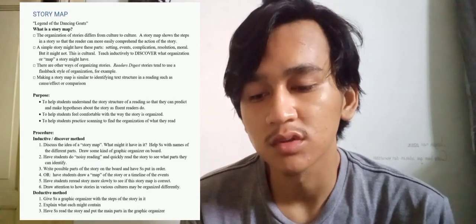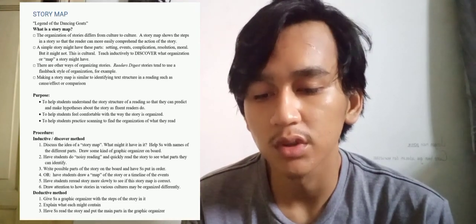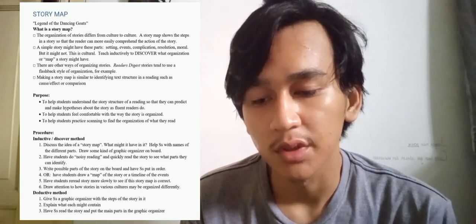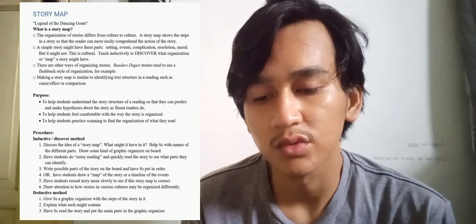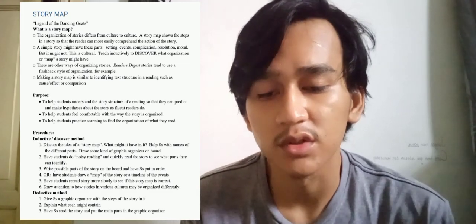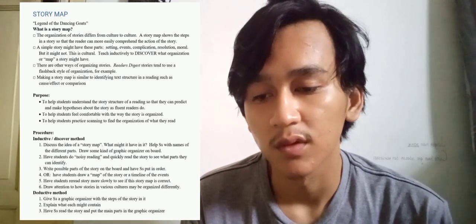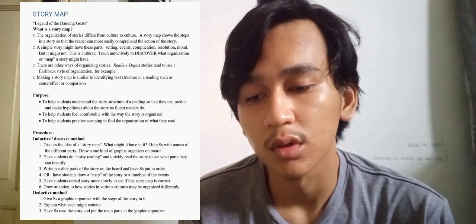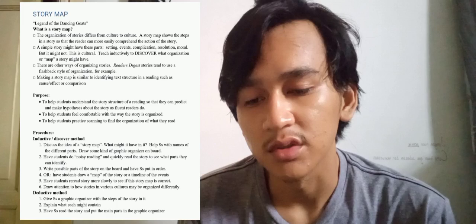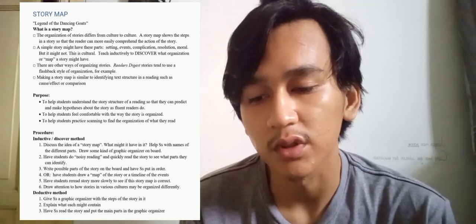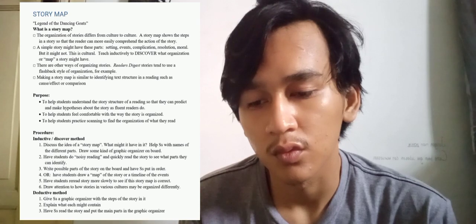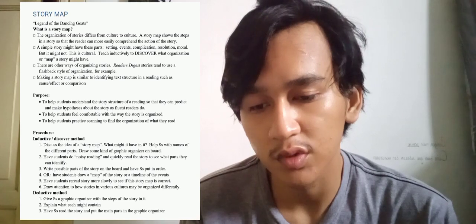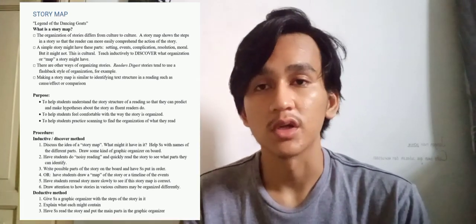Five, have students reread the story more slowly to see if this story map is correct. Draw attention to how stories in various cultures may be organized differently. The second is the deductive method. First, give a graphic organizer with the steps of the story in it. Two, explain what each might contain. Three, have students read the story and put the main parts in the graphic organizer.